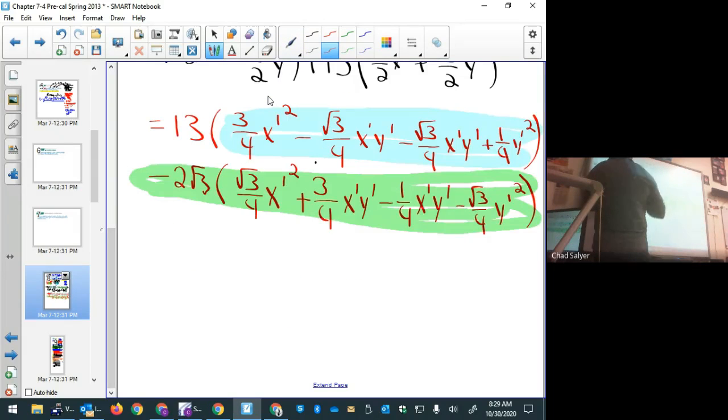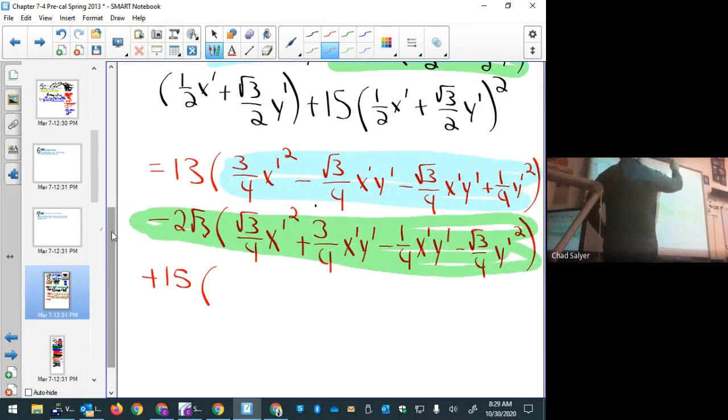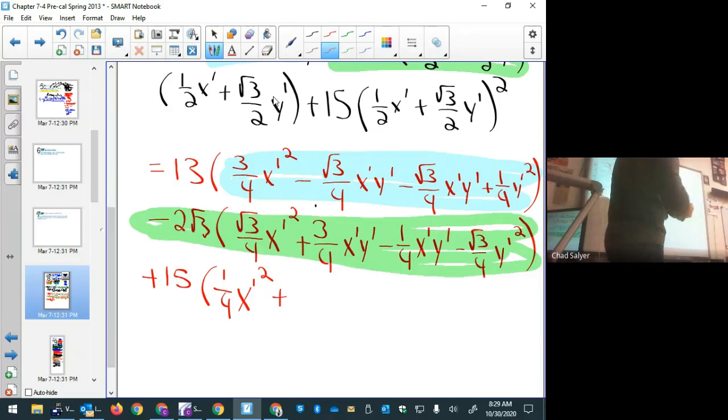All right, now the last one, which has a coefficient of 15. And it is this quantity squared, which again is just that times itself. First times first, this times itself, 1/4 x prime squared. Outer times outer would be this times that. So that's radical 3/4 x prime y prime. Inner times inner would be that. Inner times inner would be that again.